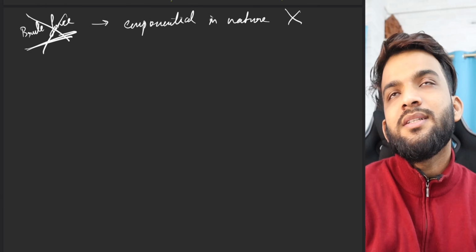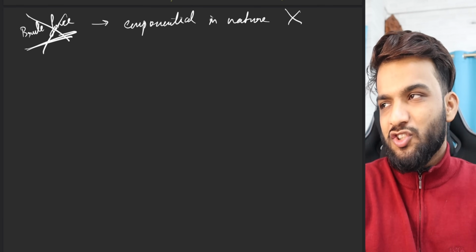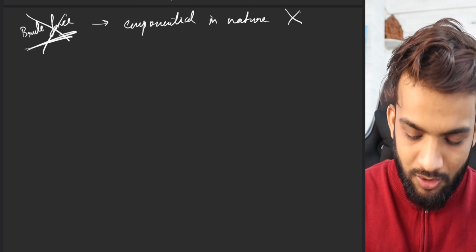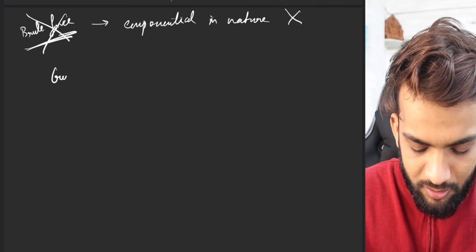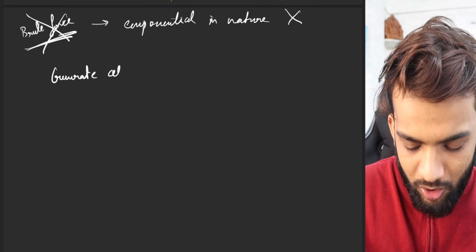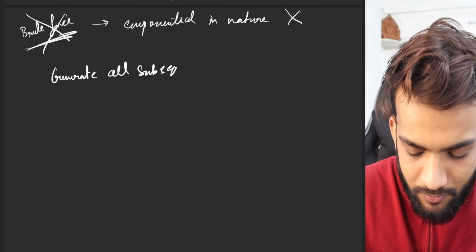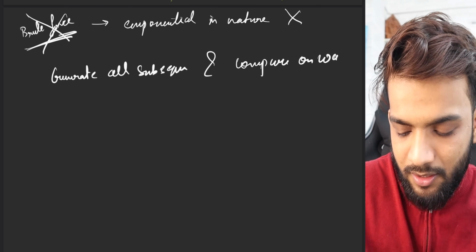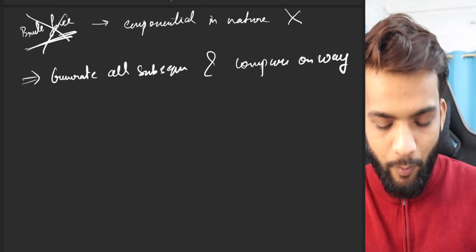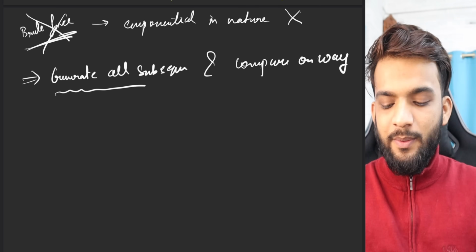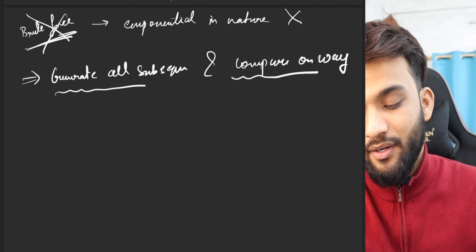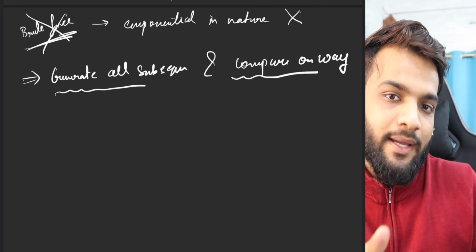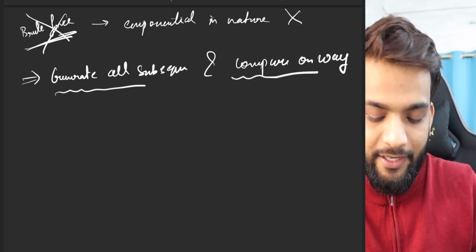Then my brain says, okay, let's generate all the subsequences and try to do comparisons. Generate all subsequences and compare one by one. That's what I'd think, and that's a standard way. That's a standard way that we generically do in recursion and DP on strings. I'll be telling you about that.